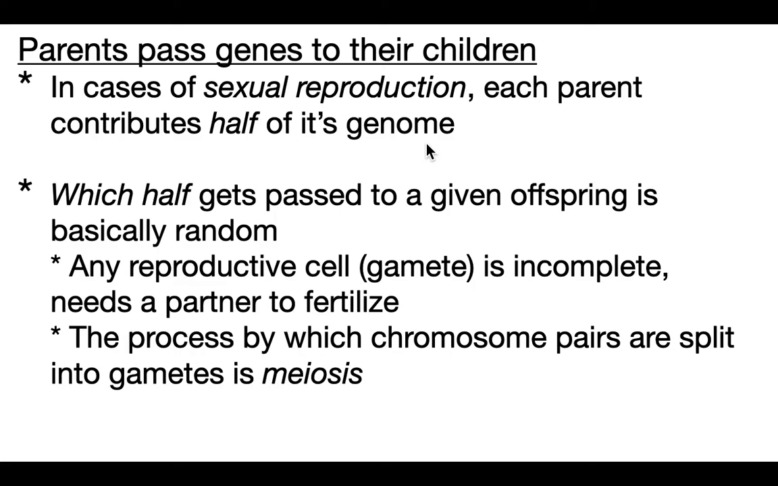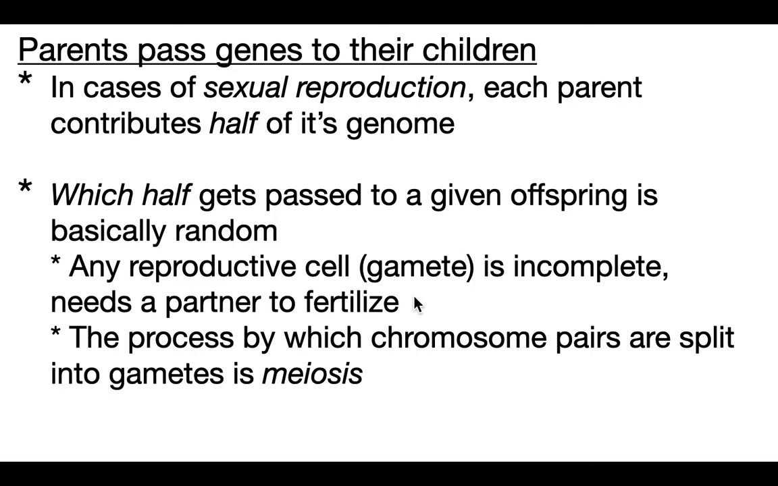Any reproductive cell, also known as a gamete, is incomplete. A gamete cannot become a living organism all on its own. In humans, gametes include egg cells and sperm cells. But in plants, we talk about pollen, and in fungi, we have spores. So there are different kinds of gametes depending on what kind of sexually reproductive organism we're talking about.